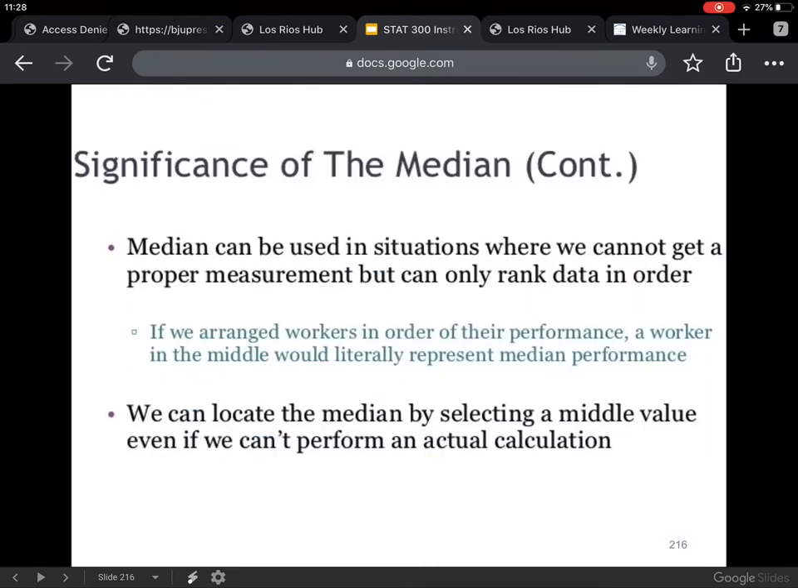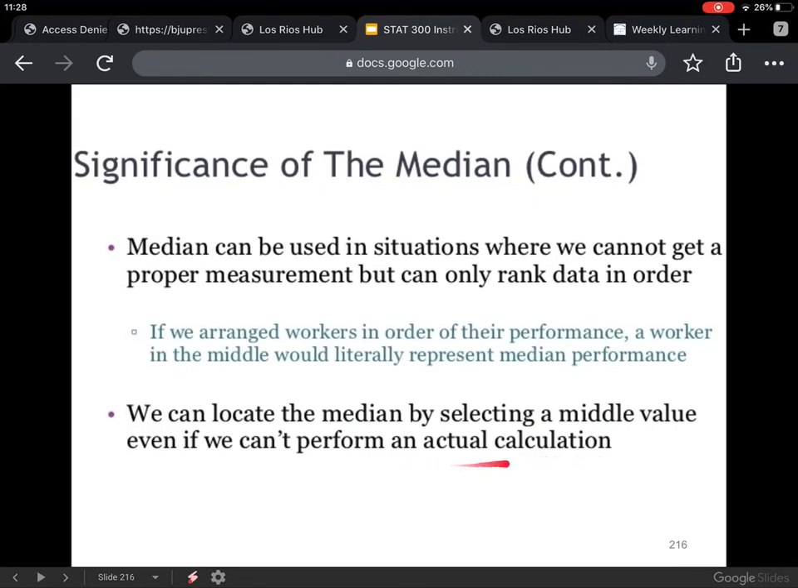Here's another interesting thing about the median. The median can be used in situations where we cannot get a proper measurement, but can only rank data in order. So for instance, if we arrange workers in order of their performance, a worker in the middle would literally represent the median performance, right? I don't have numbers to report back for people's performance, but when they're listed from least to greatest, the person in the middle would represent median performance. So we can locate the median by selecting a middle value, even if we can't perform an actual calculation.